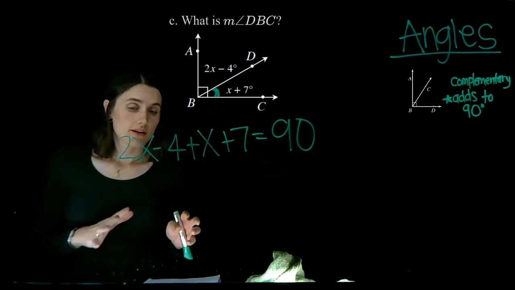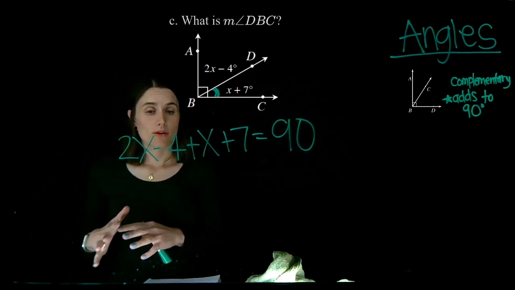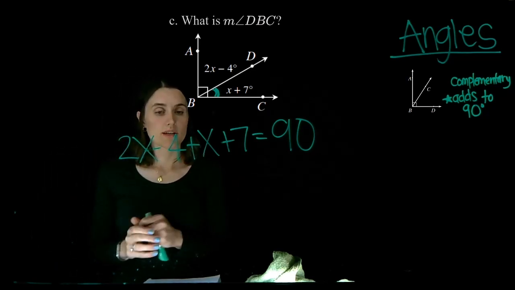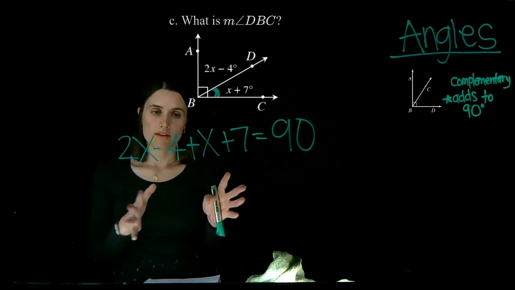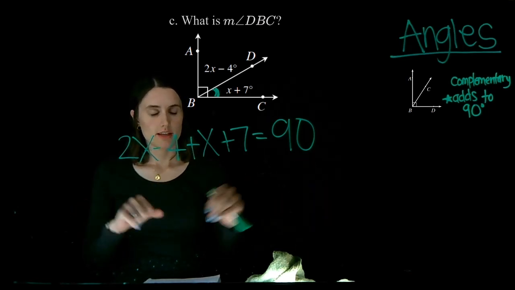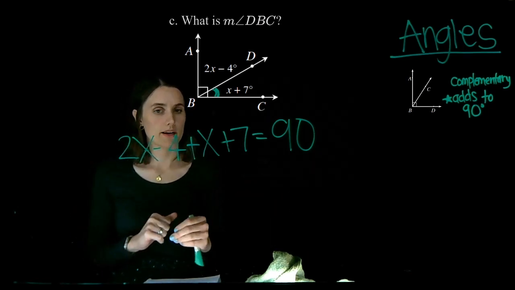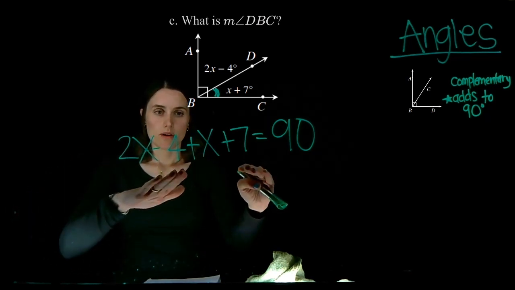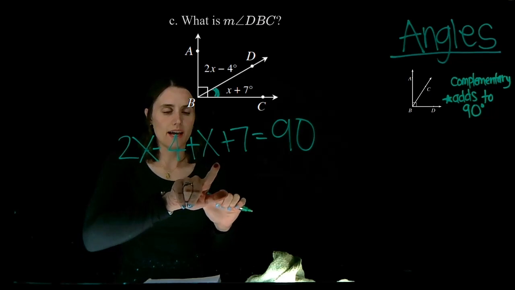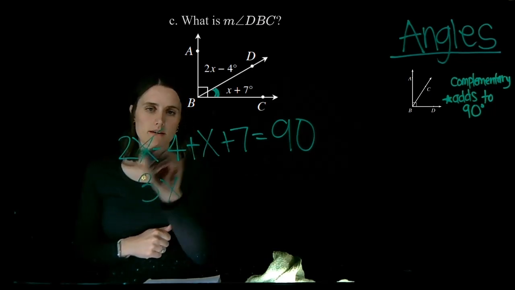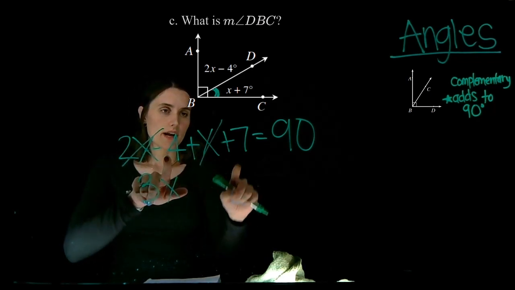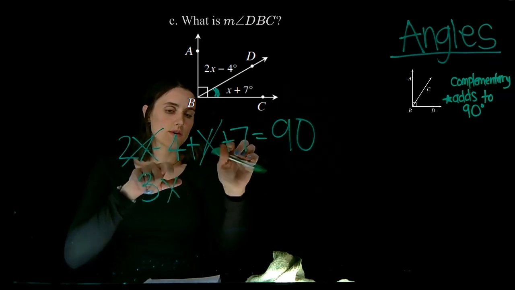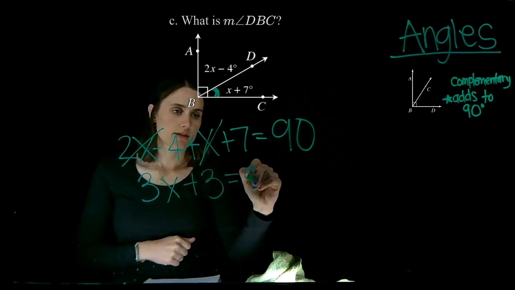If you need some reminders on how to solve one-step or two-step equations, we have some YouTube videos on those, and you can go check those out. We will go over step by step, though, how to solve this equation here today. So the first thing we want to do is combine our like terms. So we have some x's that we want to combine, and we have some constants that we want to combine. So we have a 2x and an x. We combine those, we get 3x, okay? And then we have a negative 4 and a positive 7, and we combine those, we get positive 3. And that is all equal to 90 degrees.